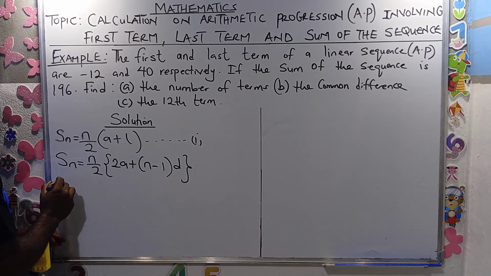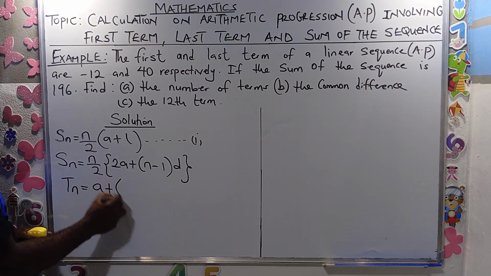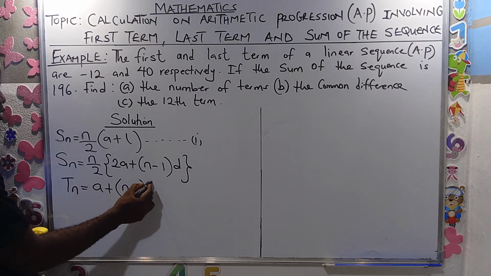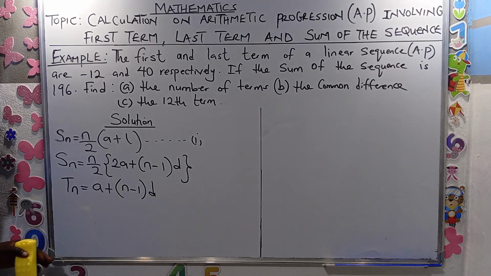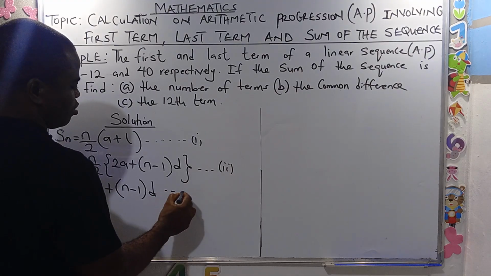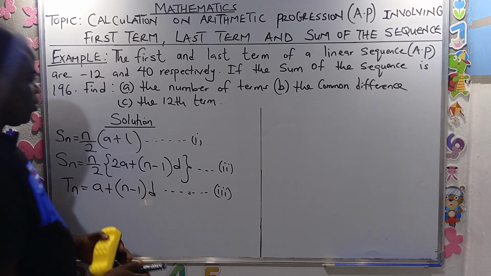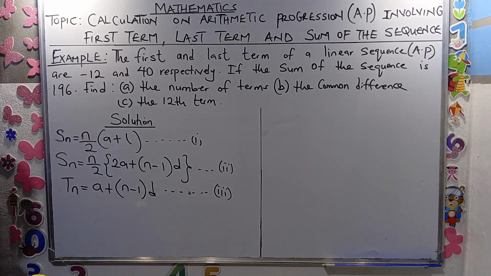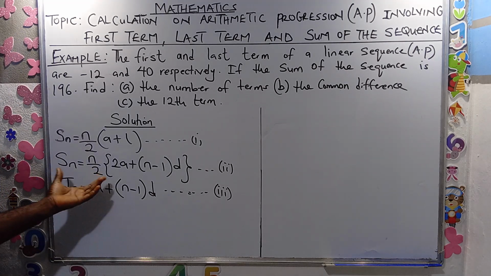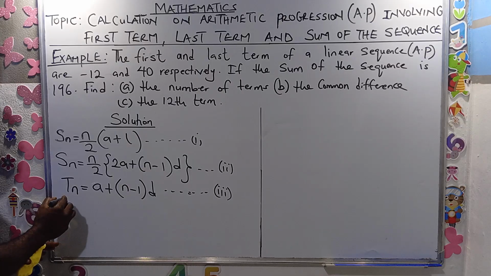The next formula to use is Tn equals a plus, open bracket, n minus 1, close the bracket, d. Let's call this one equation 2. Equation 3. Now, how do you know the formula to use, the first equation to use? But before then, let's write down the parameters.